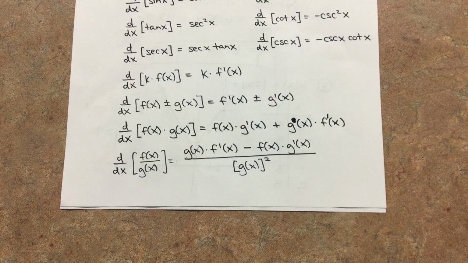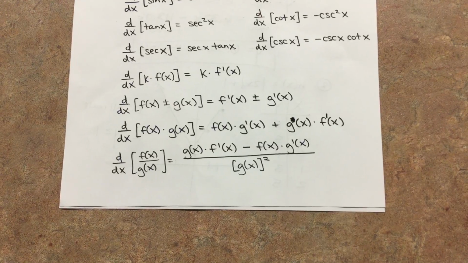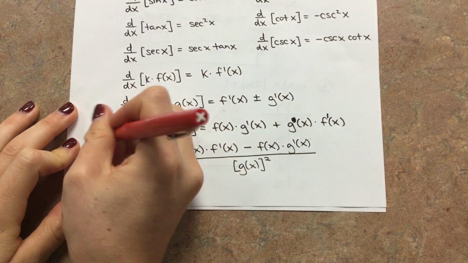All right, so low-D high minus high-D low all over low-low. So that's the denominator squared. Okay, so those are all your rules. These two, very, very, very important.